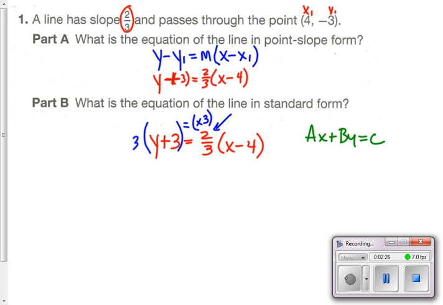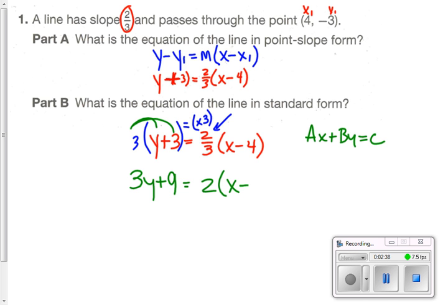When multiplying, distribute the 3. I'll multiply 3 into 2/3. When I multiply 3 into 2/3, I get 2. And then I'm going to take 2 and multiply it into x minus 4. So I'll have to distribute again. With my distribution, I get 2x minus 8.